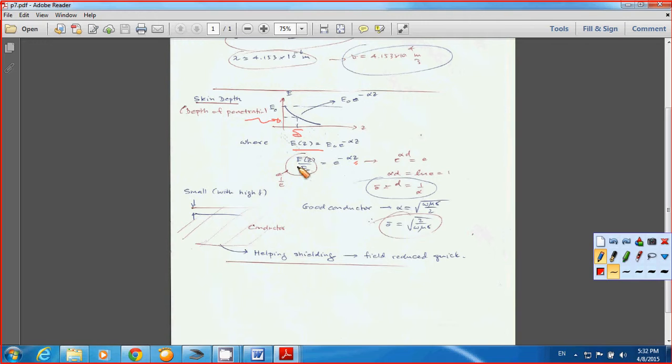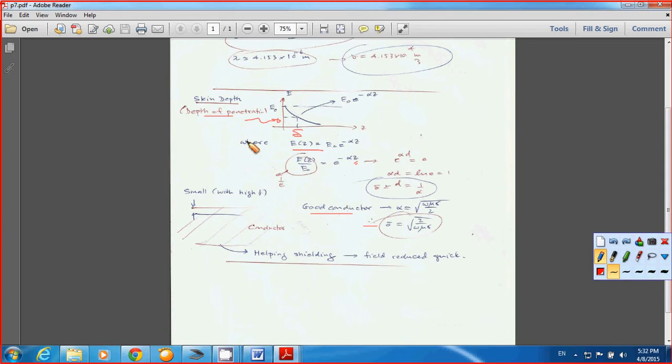That gives you the ratio where the electric field is reduced by the factor 1 over e, and that's what we call the depth of penetration, or skin depth, which simply becomes 1 over alpha. For a good conductor, you know that alpha equals the square root of omega mu sigma over 2. So your skin depth delta equals the square root of 2 over omega mu sigma.